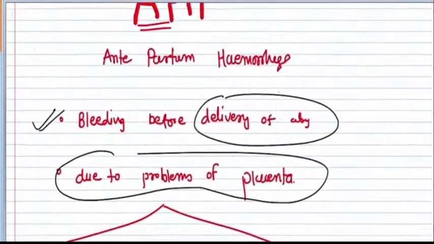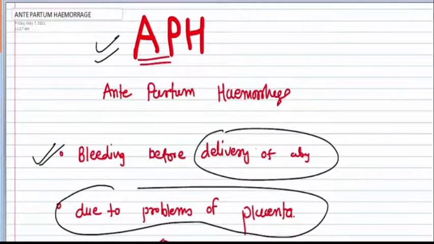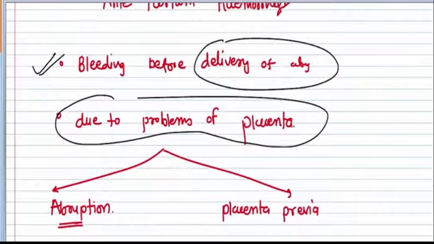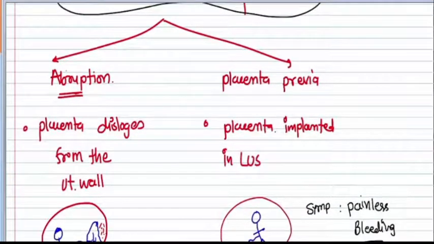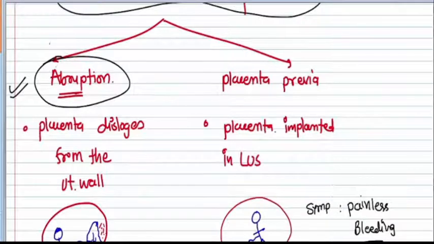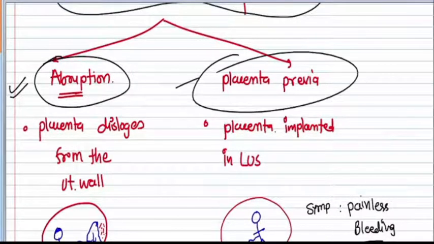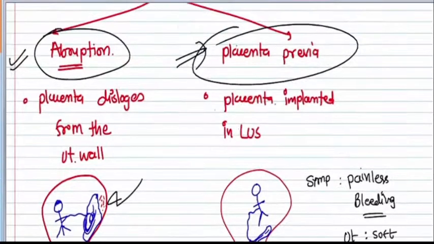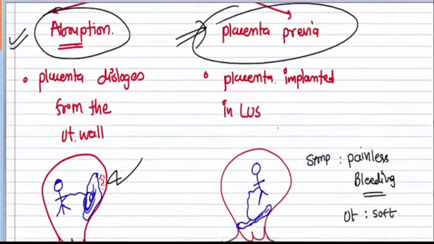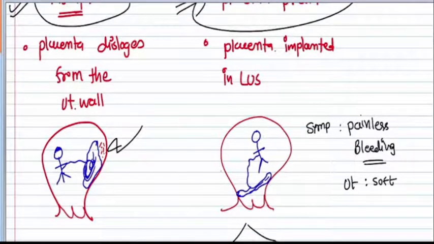Now let's discuss antepartum hemorrhage, that is bleeding before delivery of the baby. It can be, most of the time, due to problems of the placenta. Two main problems of the placenta are there. The first one is placental abruption and the second one is placenta previa. In abruption, the placenta dislodges from the uterine wall, and in placenta previa, the placenta is implanted in the lower uterine segment, so that a minor amount of uterine readjustment happens and the placenta dislodges from some of the area and bleeds.